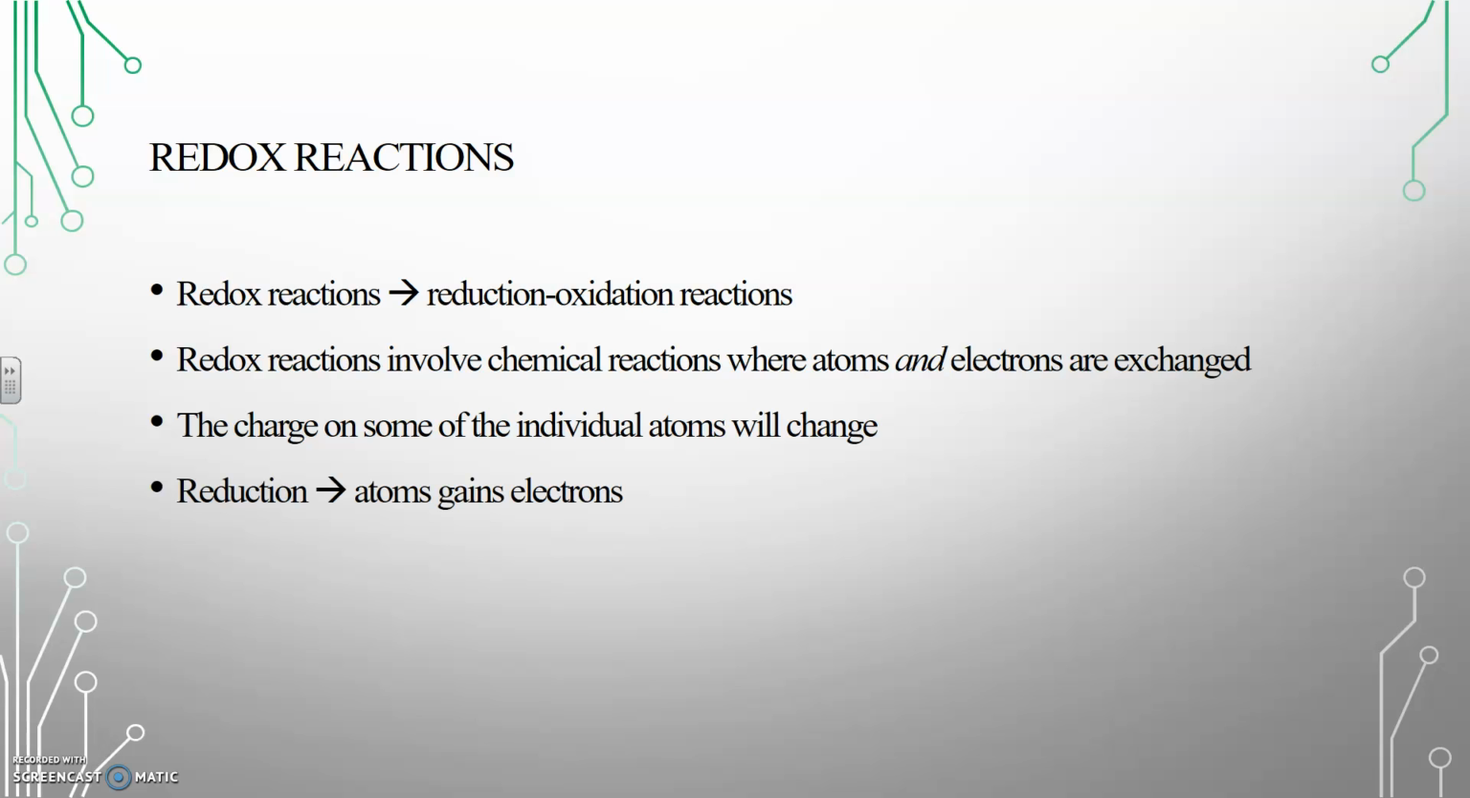So you have reduction is when atoms gain electrons. Now remember, electrons have a negative charge, so when an atom gains an electron, it's reducing its charge. It's becoming more negative. And then oxidation is the opposite. So oxidation is when atoms lose electrons, so they're getting a more positive charge.